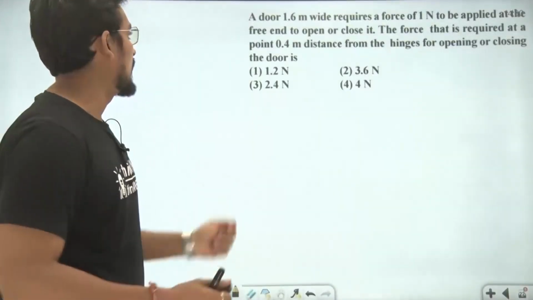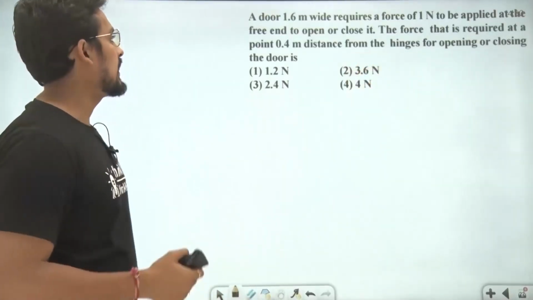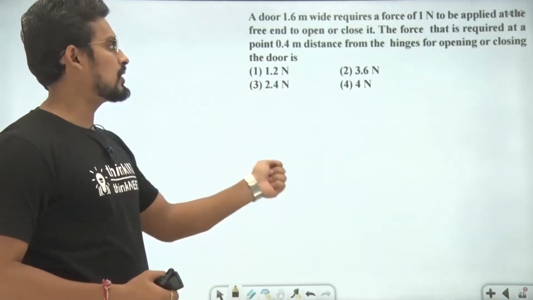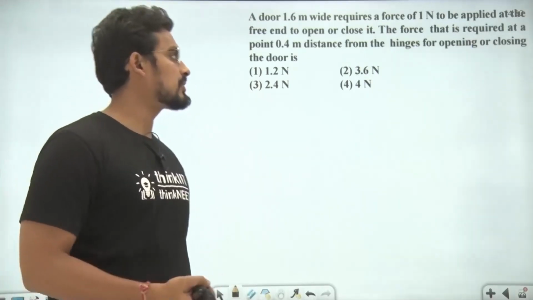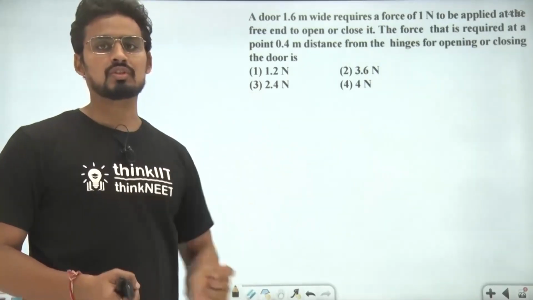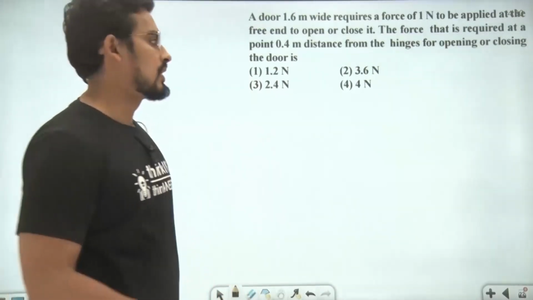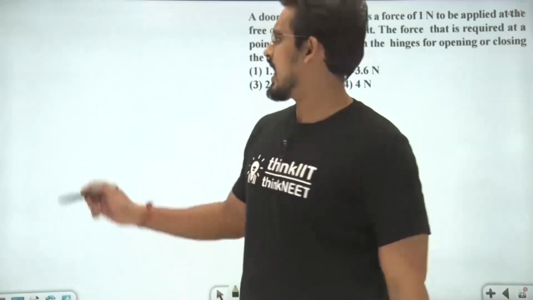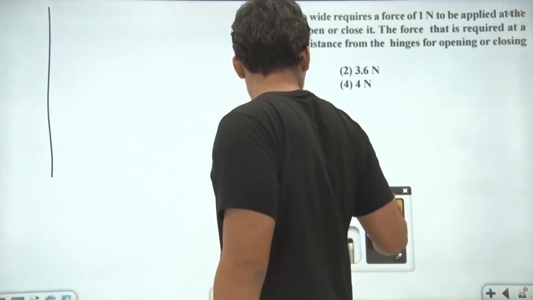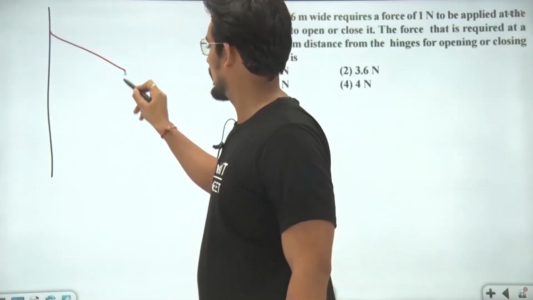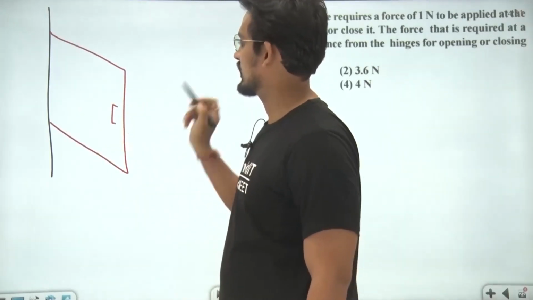Okay, so the question says that a door which is 1.6 meter wide requires a force of 1 Newton to be applied at the free end to open or close it. The force that is required at a point 0.4 meter distance from the hinges for opening or closing the door is how much? Now, in this particular case, let us first talk about the door. Now, how does a door look like? A door has a certain axis of rotation about which the door rotates, right? So the door rotates about this axis.